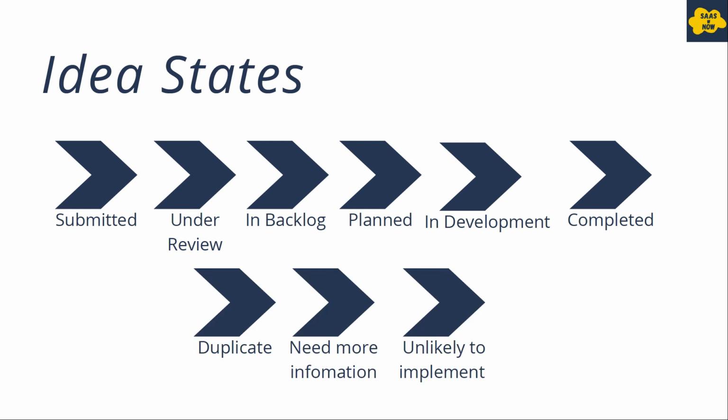There are 4 other states as well, like duplicate, when the same type of idea is already available in the idea records. Then we have need more information, when Idea Manager needs some more information to process the idea from the same user who has actually raised that idea. And the next one is unlikely to implement. That means which is not feasible to implement.